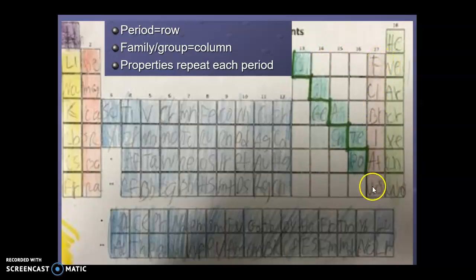And then here you have this family, group 17, which is called the halogens. This person did them brown. Don't forget to add them to your legend. And then the last family here, where helium is at the top, is called the noble gases.